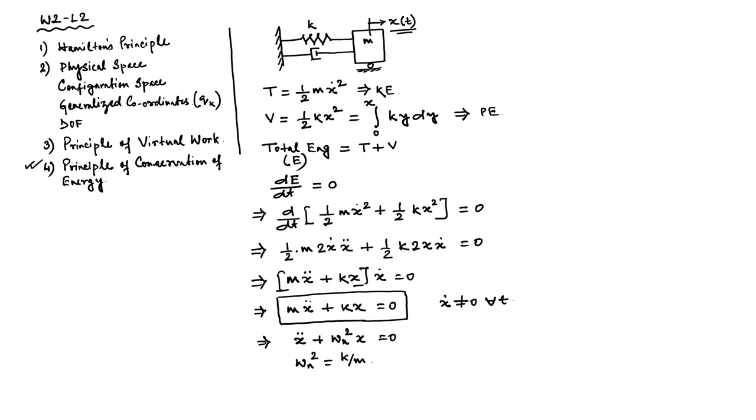So, what you can see from this discussion is that if we deal with a conservative system and we do not consider any energy dissipation, then using this principle of conservation of energy, we can derive the equation of motion and we can also find out the natural frequency. So, this is a free vibration equation. Of course, there will be initial conditions that I am not writing here, but what is the point to be noted here is that we can identify what is the natural frequency.